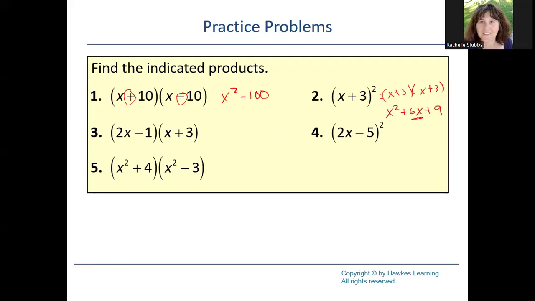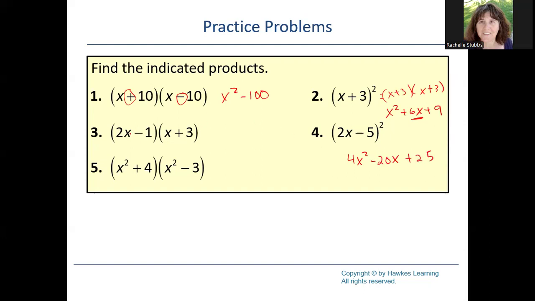Remember, it's always going to have a middle. Same thing here. 2x, if we square this, we're going to get 4x squared. What's 2x times 5? Well, that's 10x. We're going to double it. That's going to make it a minus 20x. And a negative 5 times a negative 5 is plus 25.